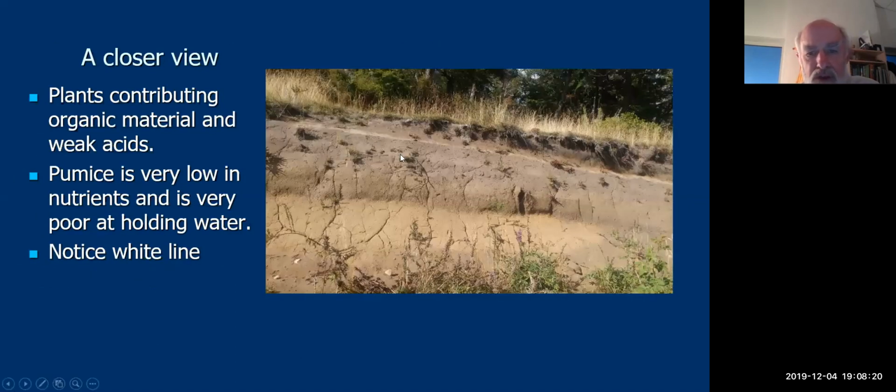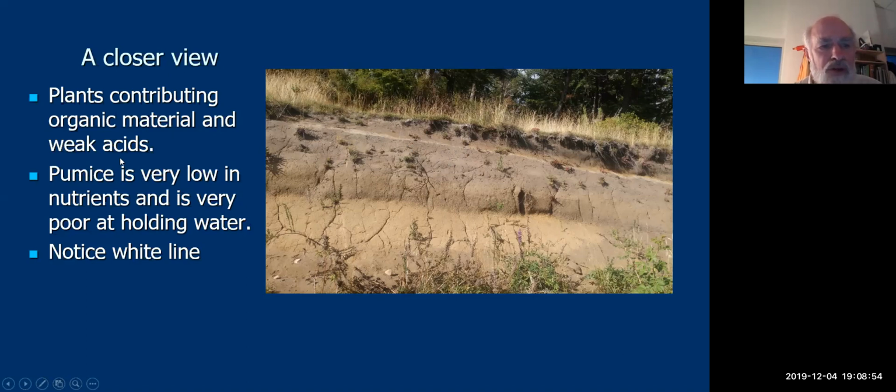And here's a closer view of the same situation. So you've got plants up at the top contributing organic material and then the weak acids, like the stuff that's coming out in your tea or your coffee. That's a weak acid. That starts affecting the volcanic ash and starts moving materials down. And see this white line? That is probably a mineral deposit created by the motion of water down through this volcanic ash layer.